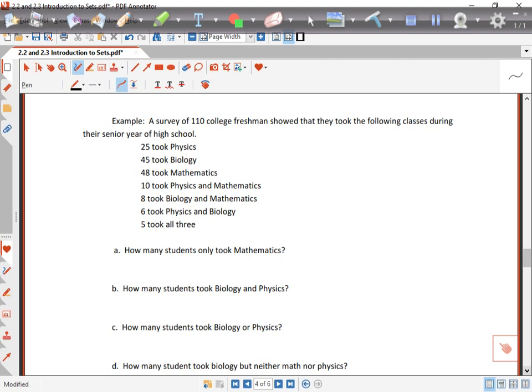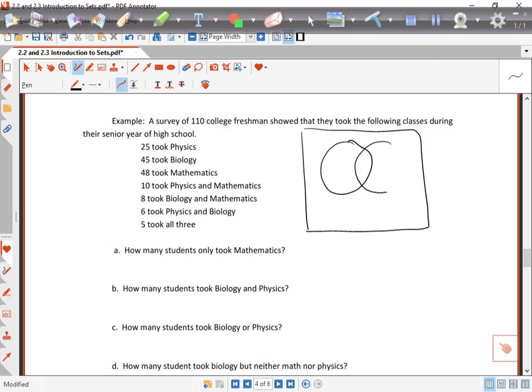Okay, so I'm going to start my Venn diagram. When you have 3 circles, your first 2 look like how they looked in the previous problem, and then we add a third circle down here. I'm going to label these P, B, and M for physics, biology, and math.